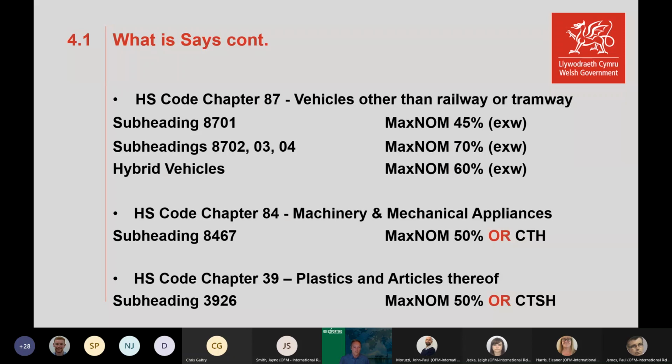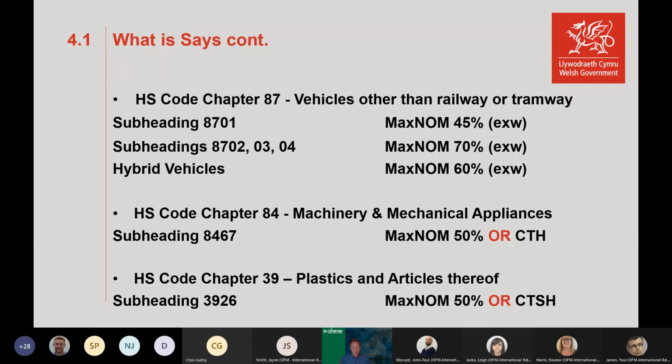So in these cases, you can see there's quite a variation of the percentage which you can work to in order to still be able to claim UK origin. So 70% maximum non-originating products is a big percentage. It's very small, only 30% UK origin within that product, but it can still be claimed as UK. And then if we look at something like HS Code Chapter 84, which is machinery and mechanical appliances, then for example in 8467 the max NOM is 50%, or CTH.